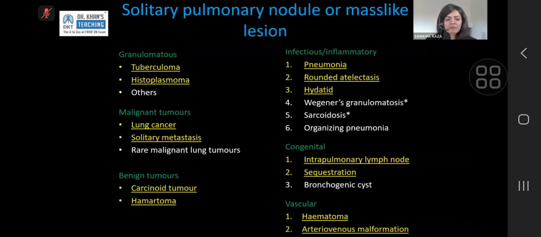Solitary metastasis, as common as lung cancer. Benign tumors like carcinoid, always keep in the back of your mind because they can stay stable for a long time. They can present with hemoptysis. They can mimic hamartomas. If you discount nodules for calcification, you may be caught out and miss a carcinoid. The feature to focus on there is macroscopic fat.